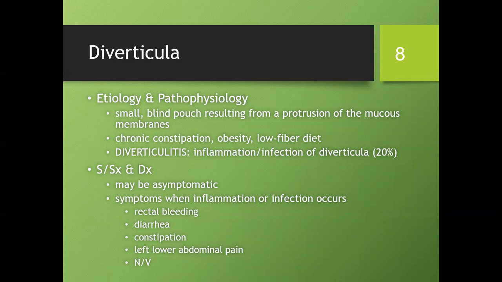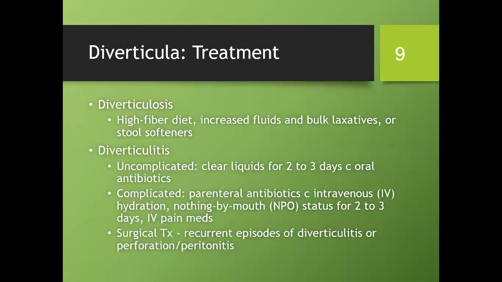Diverticulitis is when the diverticula, or the diverticulosis, becomes inflamed or infected. This happens in about 20% of cases of diverticulosis. They do end up becoming diverticulitis. Now, diverticulosis may be asymptomatic. They may have symptoms when it turns into diverticulitis, like rectal bleeding, diarrhea, constipation, left lower abdominal pain, nausea and vomiting, and the works. How do we treat it? High fiber diet, increased fluids, bulk laxatives, stool softeners.